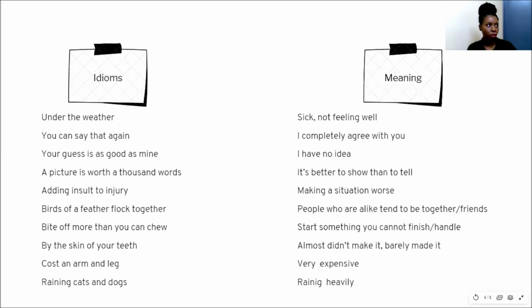You can say that again. Imagine you're telling a story or you're speaking and then you say something and someone is like, "Oh, you can say that again." Do not say it again. It doesn't mean say that again. It just means that the person agrees with you. It means like, "I know, right? You can say that again."